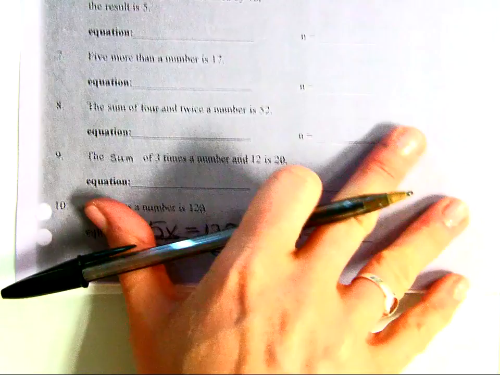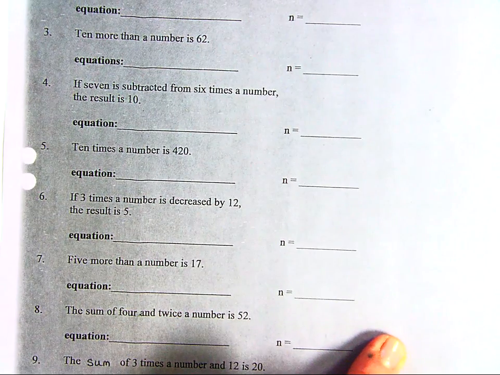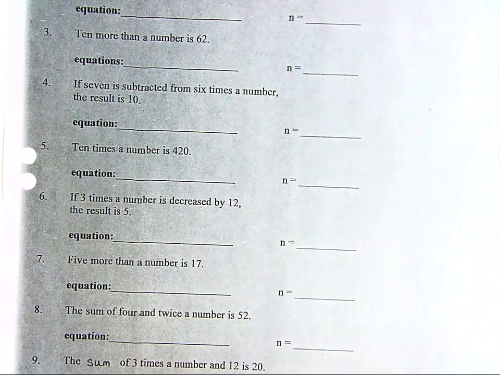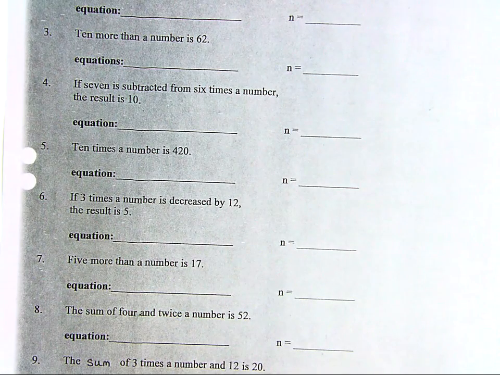Let's see if there's any more on here. How about number 4? If 7 is subtracted from 6 times a number. Write down right now what you think that would be without me giving it to you. If 7 is subtracted from, so you're doing 4, 6 times a number.